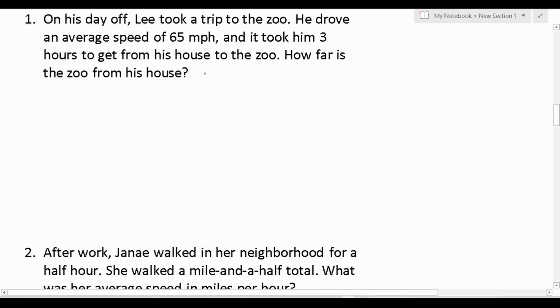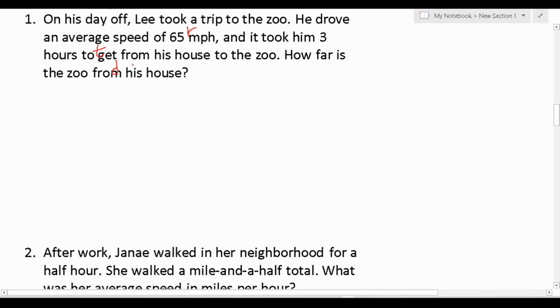We're told he drove at an average speed of 65 miles per hour, so we know 65 is going to be our rate. Moreover, we were told that it took him 3 hours to get from his house to the zoo, so those 3 hours are going to be our time. And we're being asked to figure out how far the zoo is from his house. In other words, we want to know what that distance is.